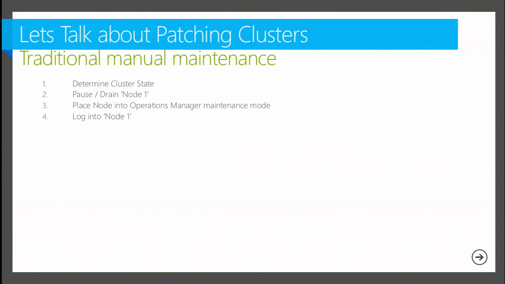You're going to log into the node. You're going to launch Windows updates or whatever other update method you're using. You're going to manually trigger this process on that box. You're going to start the update process. You're going to wait for the updates to complete. That can take a long time.